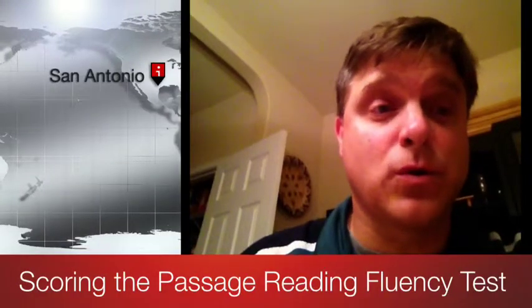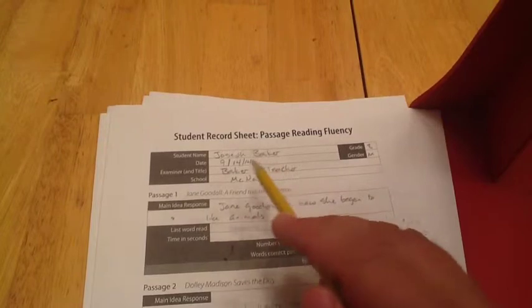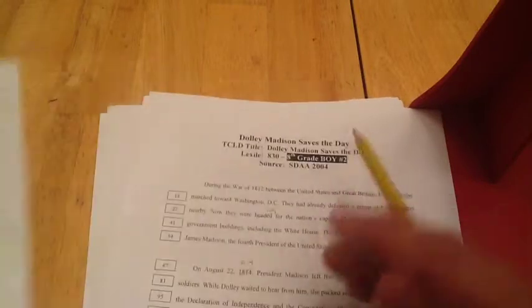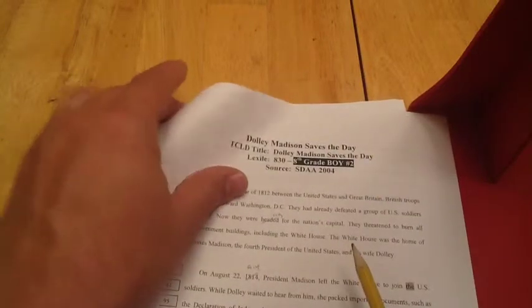Now I'm going to show you how to score the passage reading fluency test. To score this test, you're going to need your student record sheet, the passage reading fluency, where you've already written down your main idea responses on this sheet. You're going to need your actual passages, and then you're going to need your equating tables. Okay?